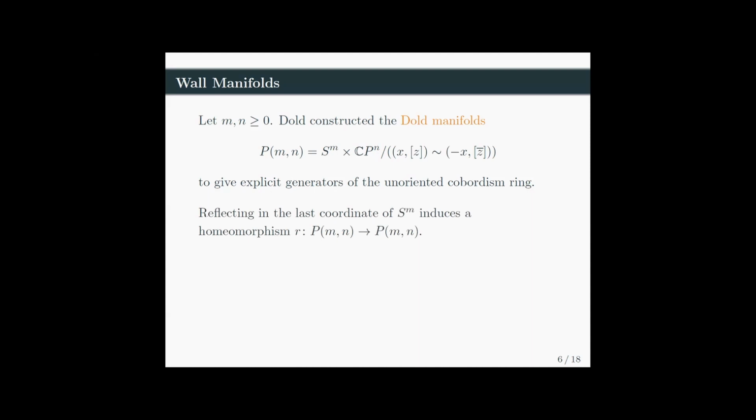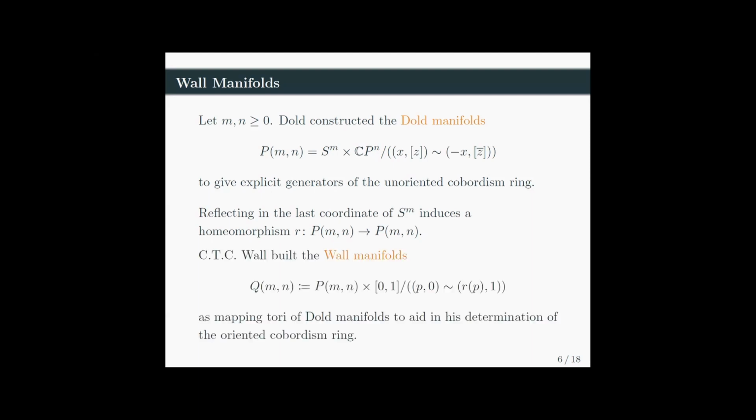If you reflect in the first coordinate of the sphere, that's going to commute with this antipodal action, which will induce a homeomorphism of these Dold manifolds. And the Wall manifold Qmn is a mapping torus of this Dold manifold with respect to this reflection. So you take your Dold manifold Pmn, you cross with the interval, and then you glue the edges of the cylinder along this reflection. Wall built these to get at the two-torsion part of the oriented cobordism ring. So I don't have to really go into this, but it's kind of a cool connection.